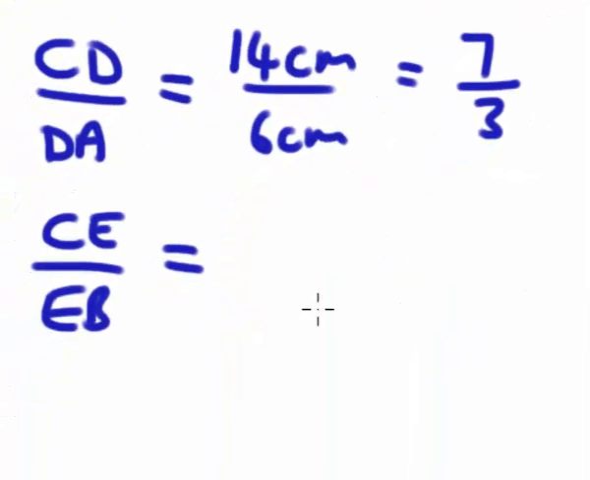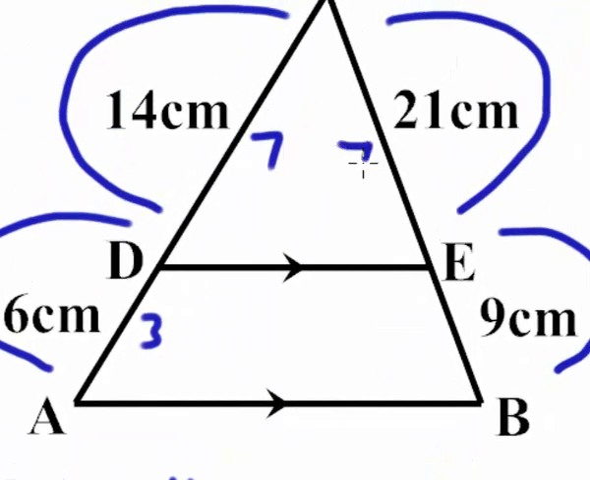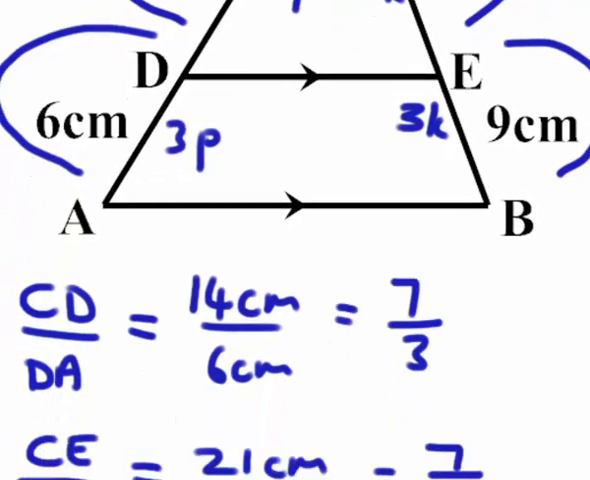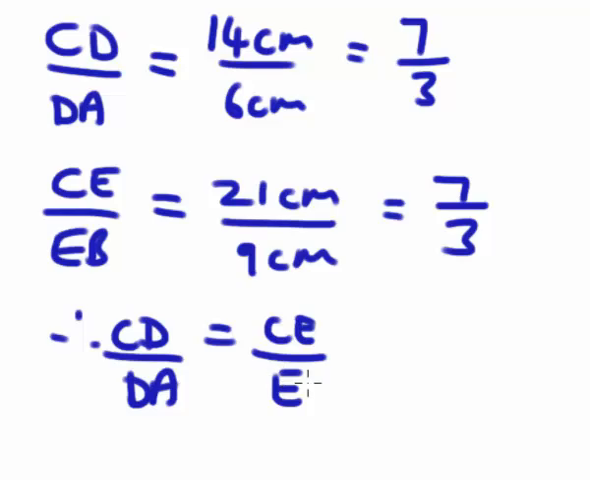So 21 centimeters over 9 centimeters. The centimeters cancel, and look at that. Divide 21 by 3, you get 7. Divide 9 by 3, you get 3. The ratios are exactly the same. So this is also 7 parts to 3 parts. And obviously we would use different letters there to indicate the actual lengths. But now watch this. We can therefore say that CD over DA is equal to CE over EB.